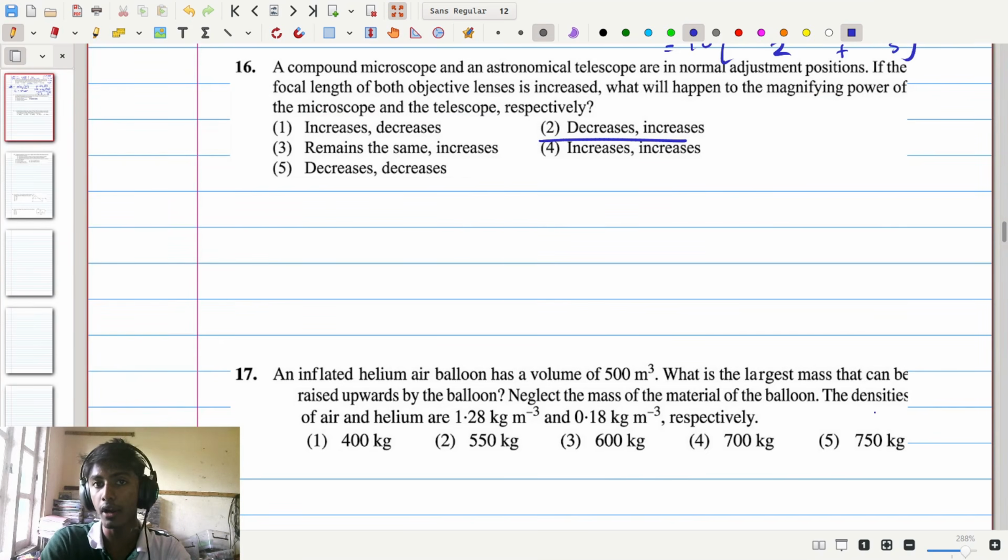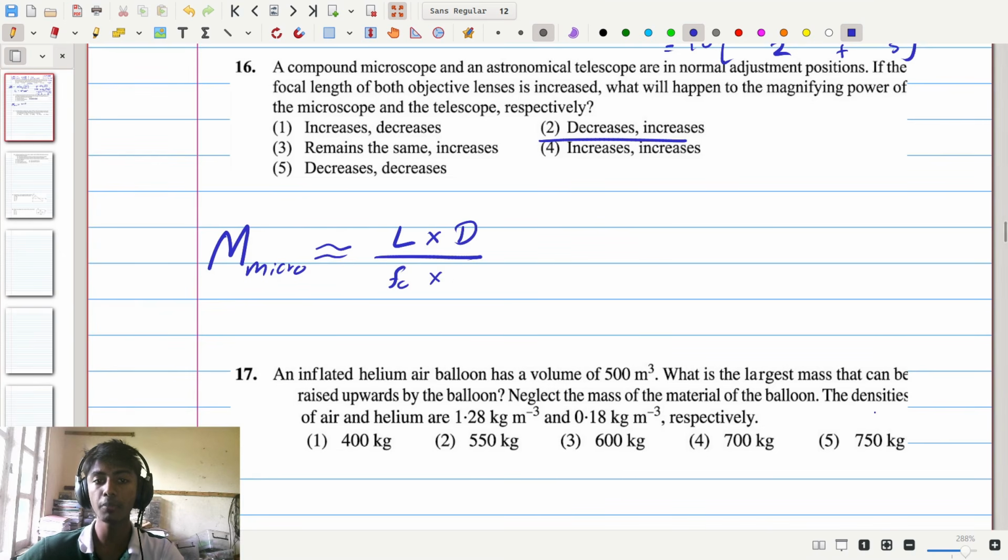To understand why, while I will not be explaining exactly how these two equations are derived, I will show you two equations and show what happens when FO, the objective lens focal length, increases. Now the first equation is the equation for the magnifying power of a microscope, which is going to be m sub micro, which is approximately equal to L times D divided by FO times FE when our microscope is in normal adjustment.